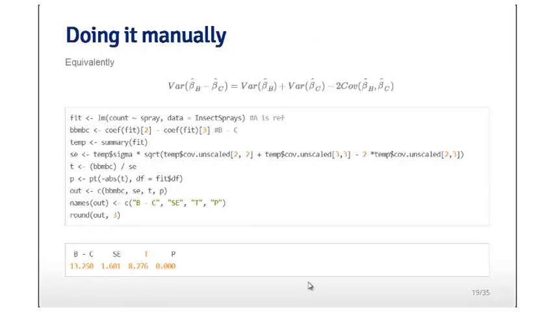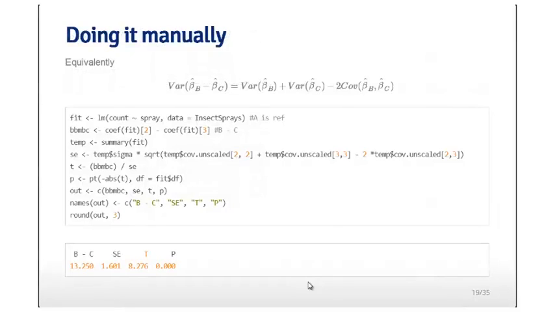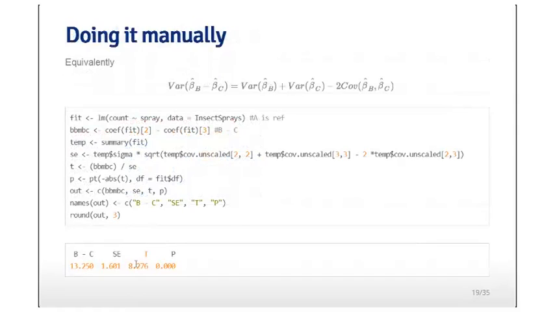And so let's compare that to the previous page, the one where C is the reference level. So B minus C here is 13.25, and here it is, spray B minus spray C when C is the reference category, is 13.25. The standard error is 1.61, and then the t-statistic is 8.25. You can see they're the same. So that's how you can do it from the model that you actually fit. You know what parameters you want, and you can calculate the variance, and you can just do it.